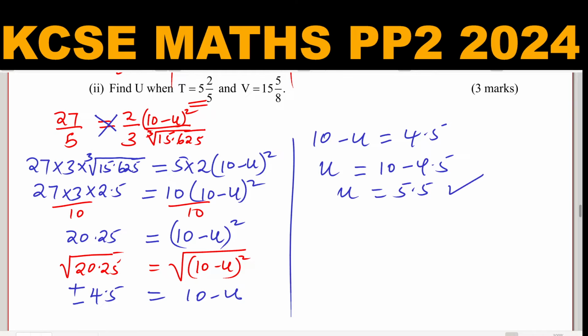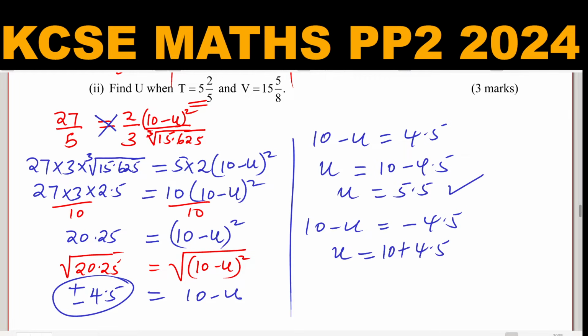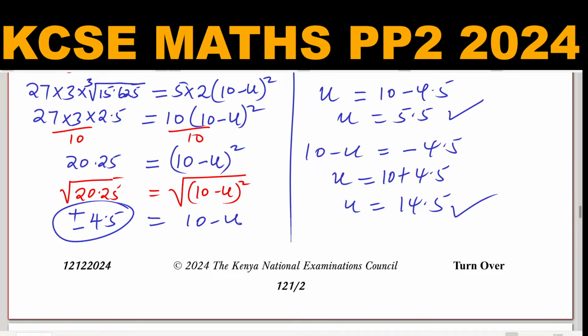The second one, 10 minus u is equal to negative 4.5. Remember, we're considering either positive or negative, and here if you make u the subject, you shall have it as 10 plus 4.5, and this one will give 14.5. So those are the two possible values of u, and that is how you're supposed to solve that question.